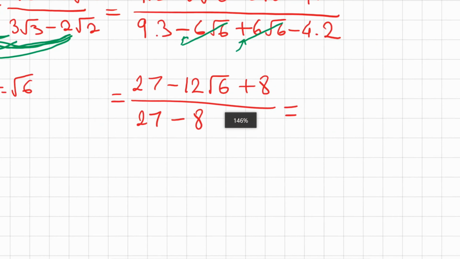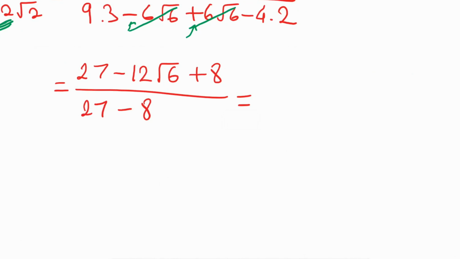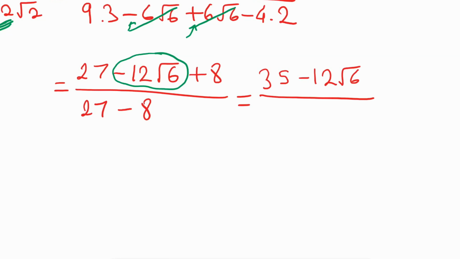To simplify it even further, I'm just going to leave this for now. So I'm going to do 27 plus 8, which is going to come up to 35, minus 12 root 6, over 27 minus 8 comes up to 19.